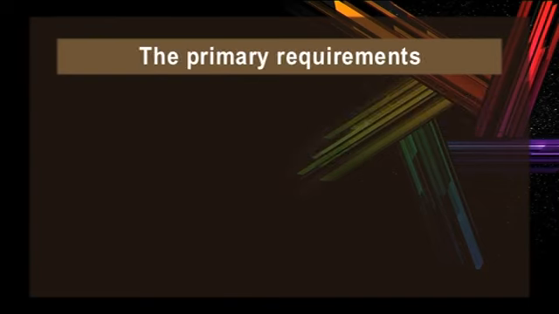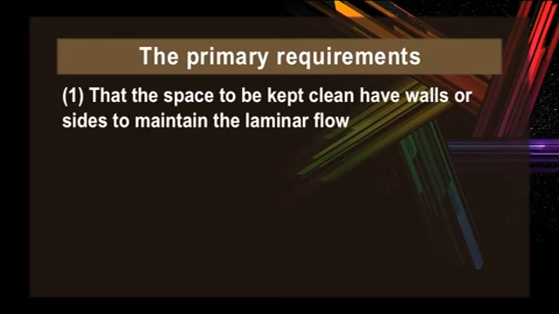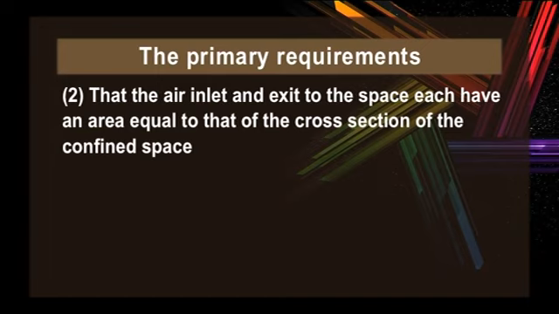The primary requirements for application of the laminar airflow principles are that the space to be kept clean have walls or sides to maintain the laminar airflow, and that the air inlet and exit to the space each have an area equal to that of the cross section of the confined space.